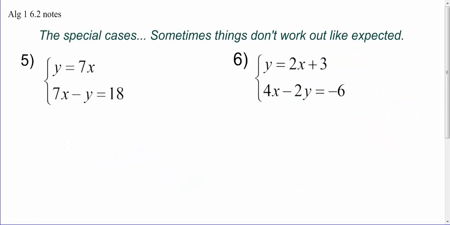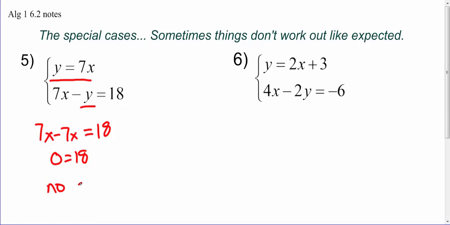Sometimes we run into weird stuff. Okay, so this is about life, but also it's about solving systems of equations. So let's take a look at this and see. Now this looks like a pretty straightforward setup. y equals 7x. We can plug it in for y. 7x minus 7x equals 18. Well, 7x minus 7x is 0. And the question is, when does 0 equal 18? And the answer, of course, is never. So that is simply no solution.